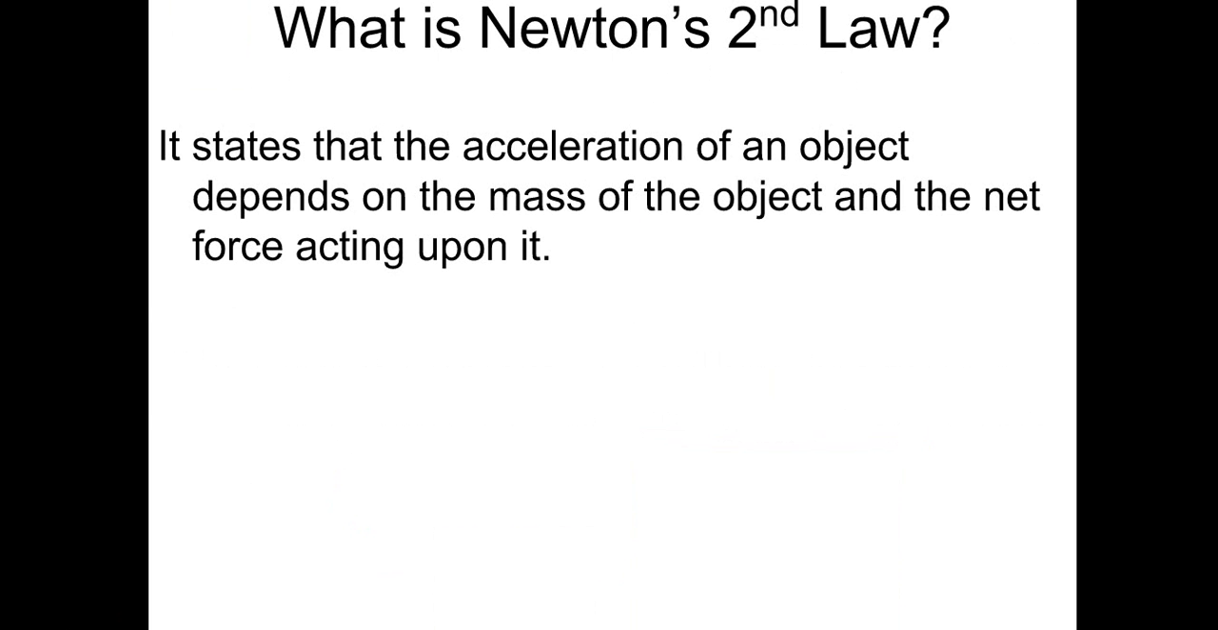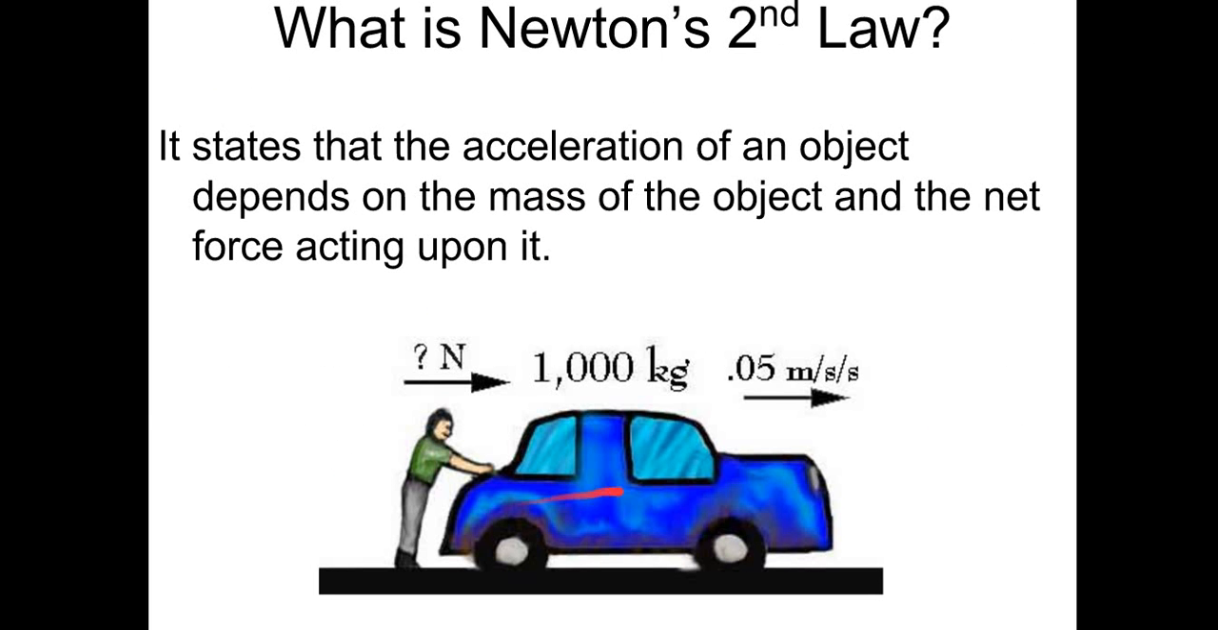So now we're to Newton's second law. And Newton's second law states that the acceleration of an object depends on the mass of the object and the net force acting upon it. So here we have a man pushing the car going forward. So the mass of the car and his force applied is going to be able to tell us how much this car is going to accelerate forward. And there is a mathematical equation that we're going to put on here in just a second.